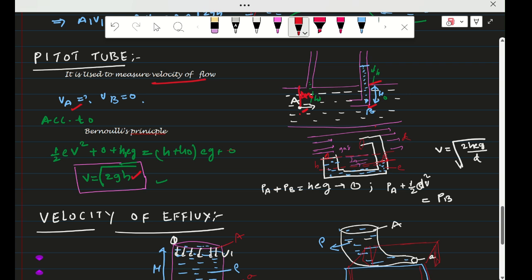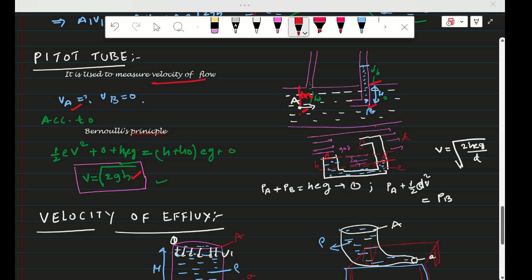So now, for any one point I want to find out, this H value varies. That will be substituted here and you will get the velocities, right? So now velocity of efflux. One more explanation I have given for the pitot tube only, so here also you can check this example.